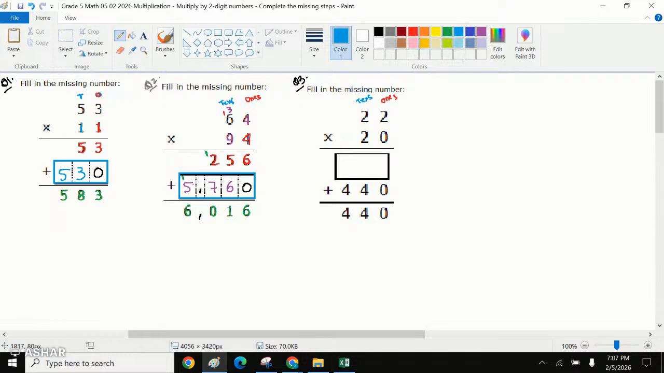So when we are multiplying 0 by 2, it stays as a 0, right? So the missing value was 0. 2 zeros, because once we multiply 0 by 2, it stays as a 0. 0 multiplied by 2 stays as 0. And the final answer was 440.